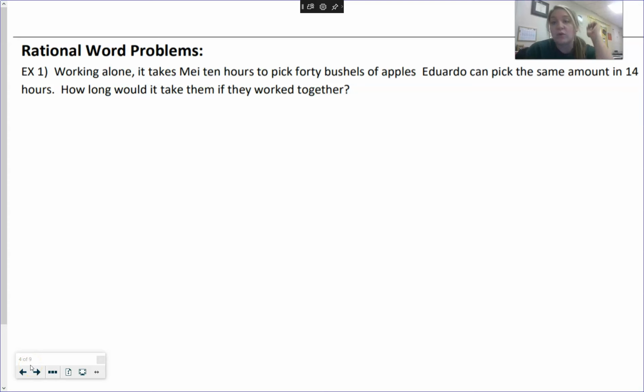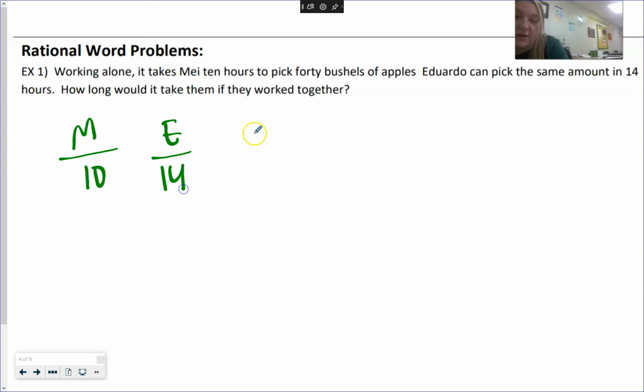All right, working alone, it takes May 10 hours to pick 40 bushels of apples. Eduardo can pick the same amount in 14 hours. How long would it take them if they worked together? Okay, so we're going to represent these as rationals, okay? So we have May. May is doing her job in 10 hours. And then Eduardo is doing that same job in 14 hours and wants to know what would it be to work together. So if I add their jobs together, how long would it take them together?